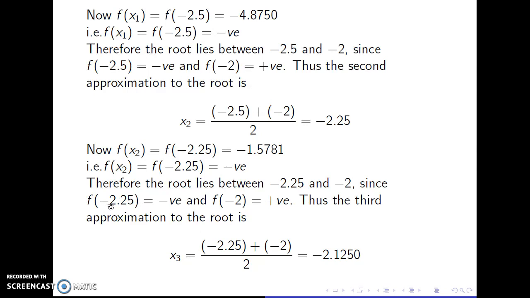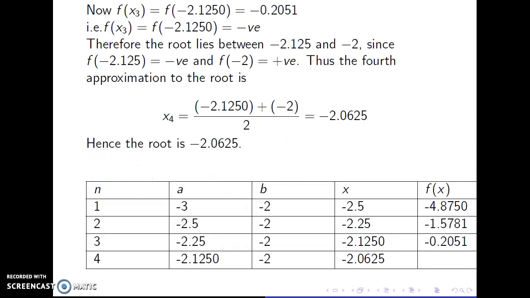We have f of -2.25 negative and f of -2 positive, so that we get x3 as the next approximation. Now again we get the fourth approximation, as f of -2.125 is negative and f of -2 is positive. These are of opposite signs, so we get x4 as the next approximation. At x4, what we get will be assumed to be the approximate root of that polynomial. This we have performed by using table format.